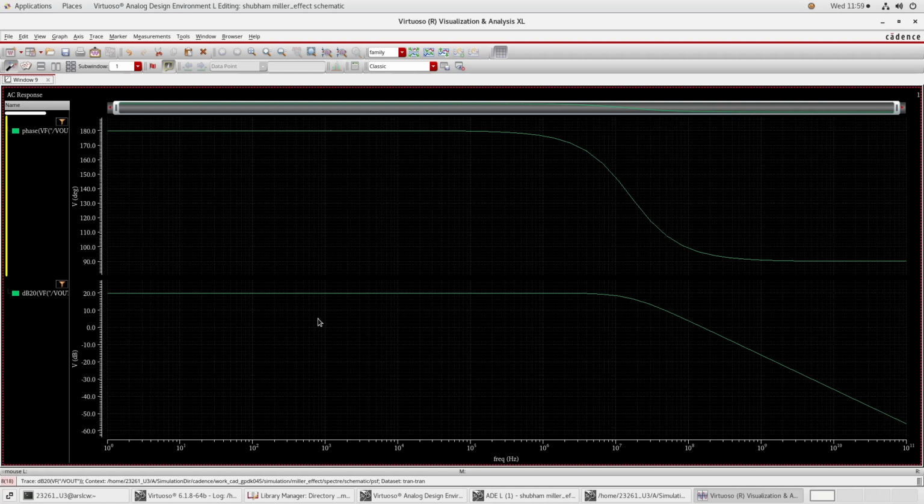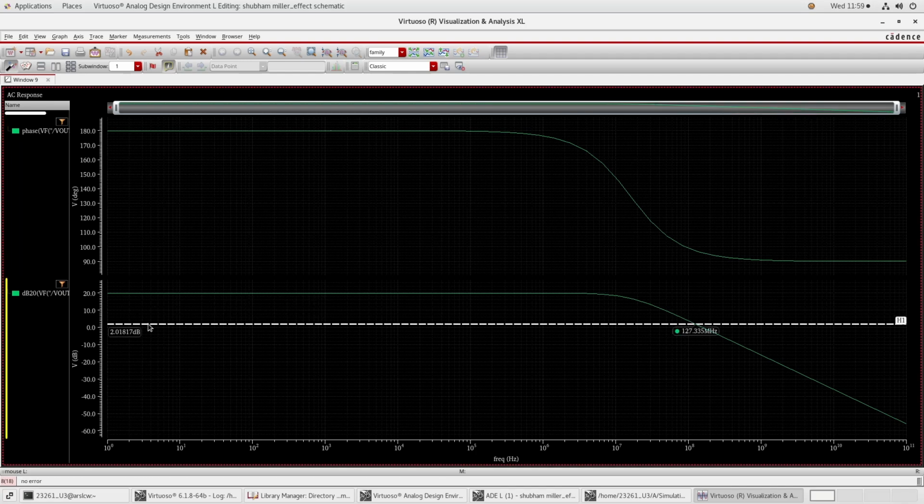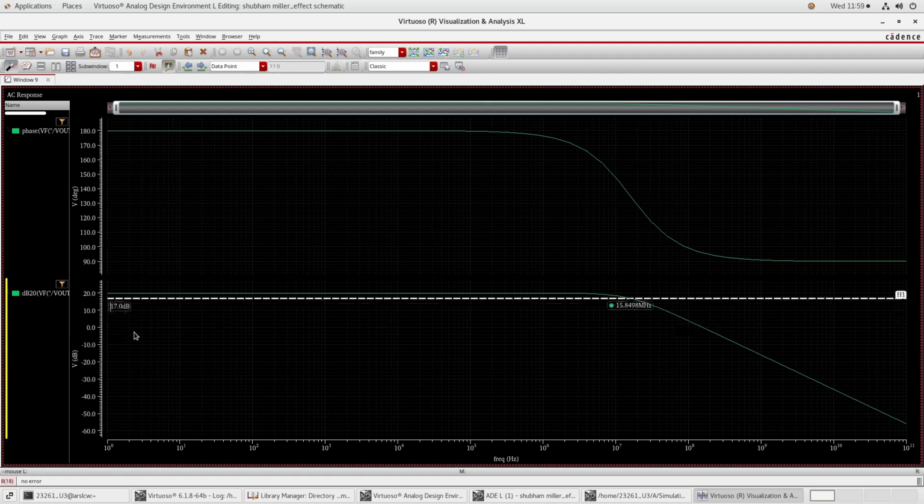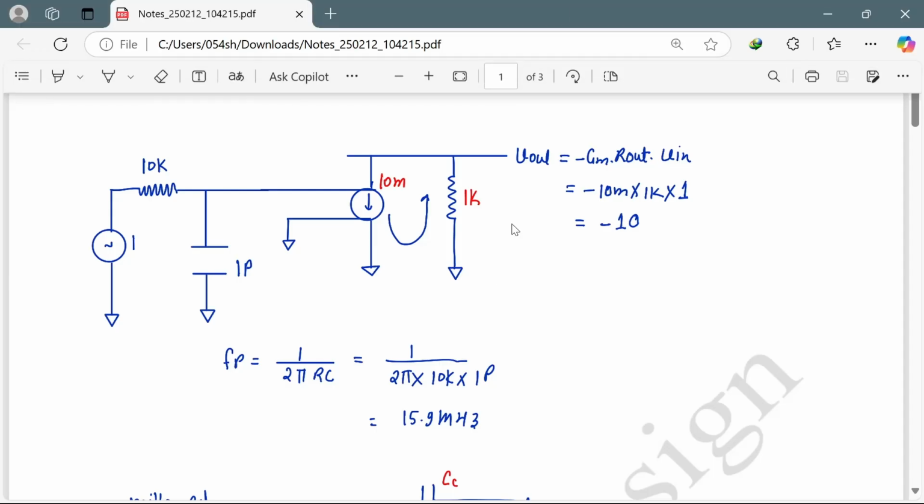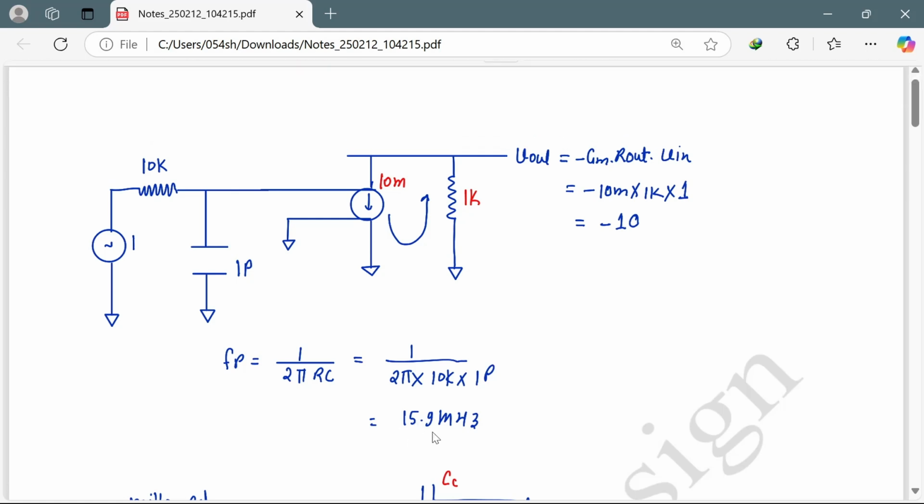Now what will be the pole frequency? It's the 3 dB frequency. So 20 minus 3 will be 17 only. So let me mark this one, 17 dB. So it's coming as 15.8498 megahertz, and what we had calculated was 15.9. So it's matching only.